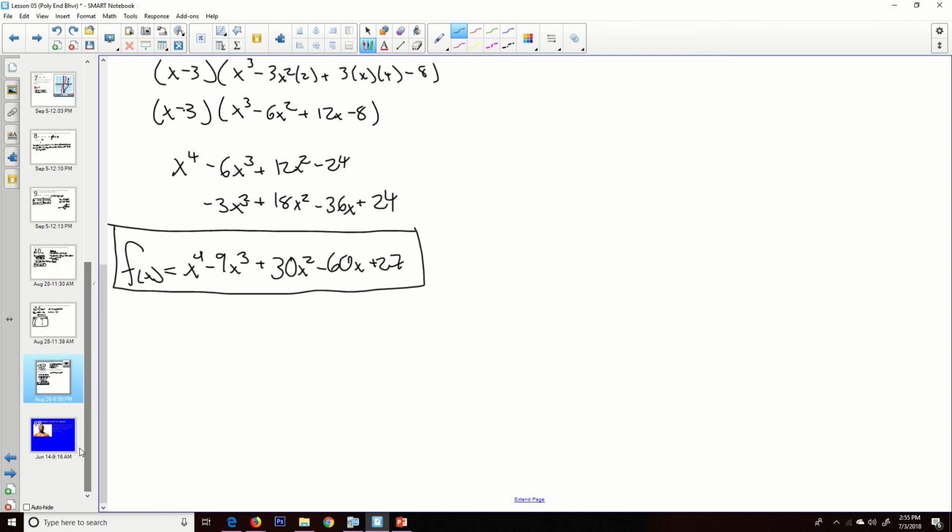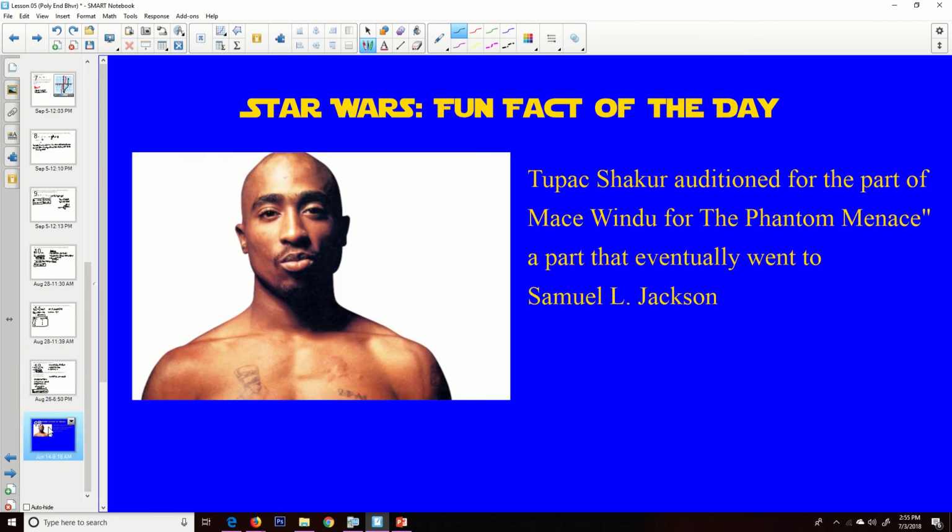All right, that's all I got there, folks. So we are to the Star Wars fun fact of the day. Tupac Shakur auditioned for the part of Mace Windu in The Phantom Menace, but the part eventually went to Samuel L. Jackson, and that ends up being because unfortunately, Mr. Shakur perished before he even got the chance.